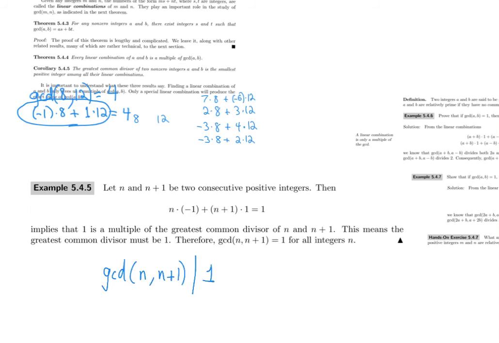If a number divides 1, it has to either be 1 or -1. But we know the GCD is positive. So that means the GCD has to be 1. And that tells us that the GCD of any two positive consecutive integers is going to be 1, for any pair of consecutive integers.